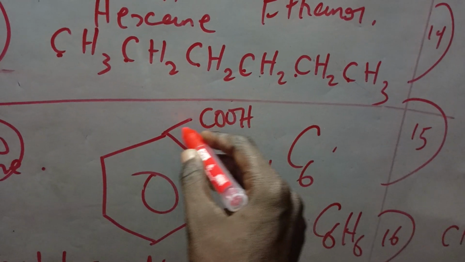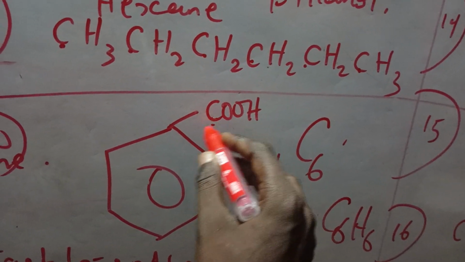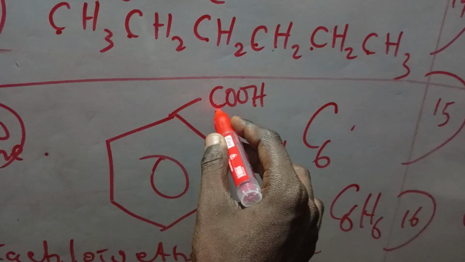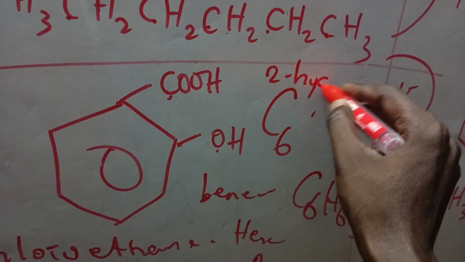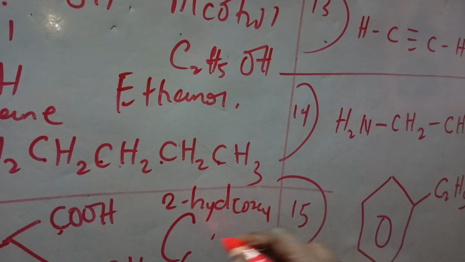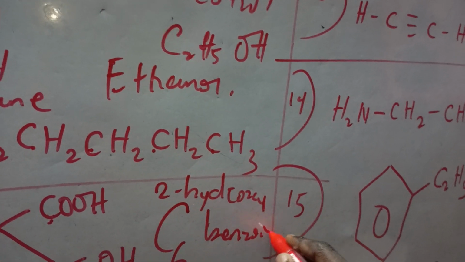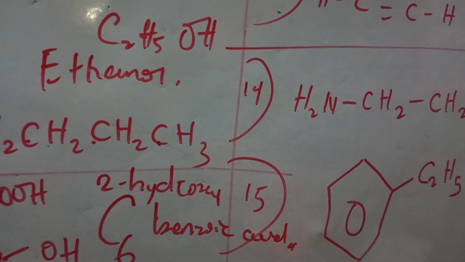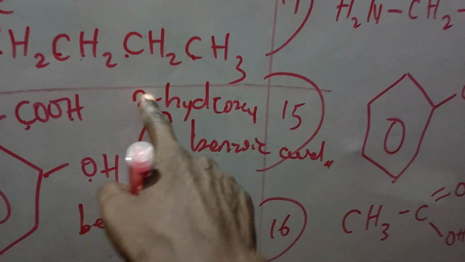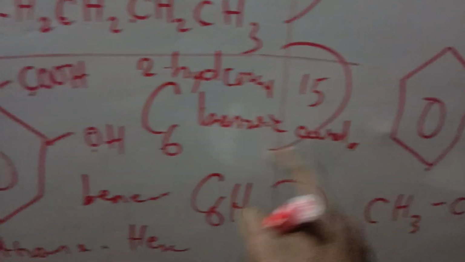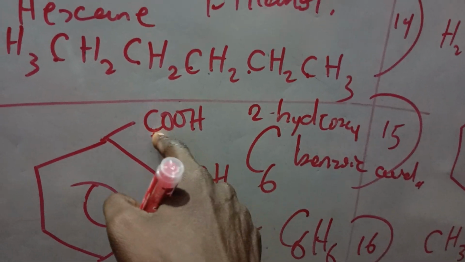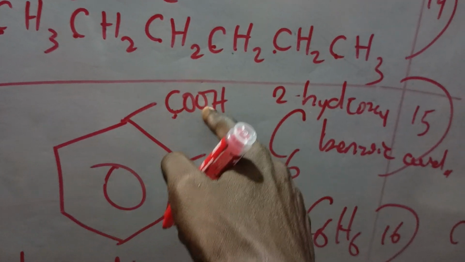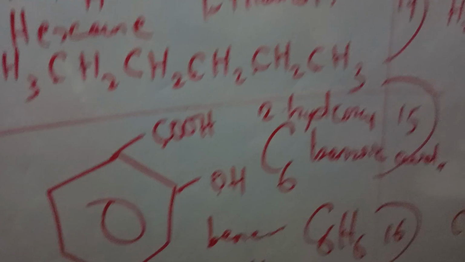Now this is COOH. I remember that carbonyl carbon is carbon number 1, so it counts clockwise. So this is 1, 2. So this is going to be 2-hydroxy benzoic acid. That acid is one of the most important ones that you need. 2-hydroxy benzoic acid, because this is carbon number 1, carbon number 2. You have hydroxy, and this is COOH to show you that this benzene under alkanoic acid is benzoic acid.